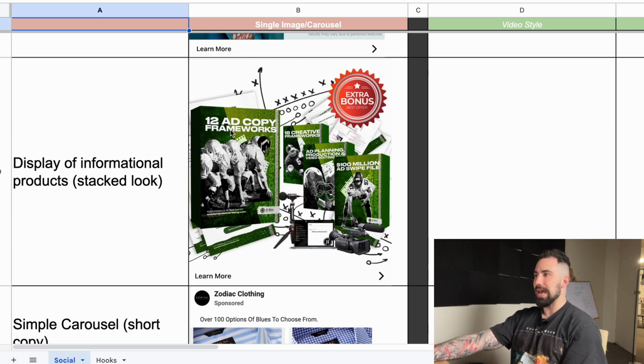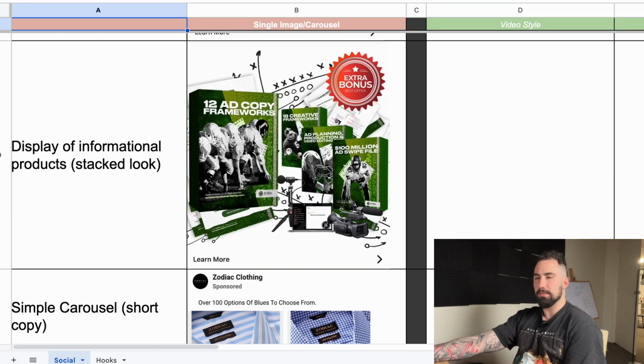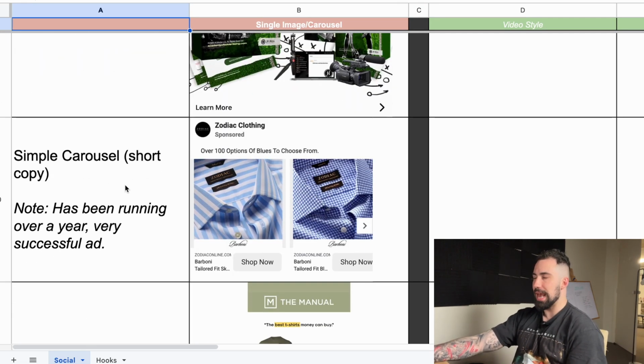Or 12 ad copy frameworks. So I'm going to be interested in this thing. Like, I'm into copywriting, and I will be definitely interested. This ad has been running for 2 years, guys. 2 years nonstop. So simple, a short carousel, and nothing seasonal in the primary text.